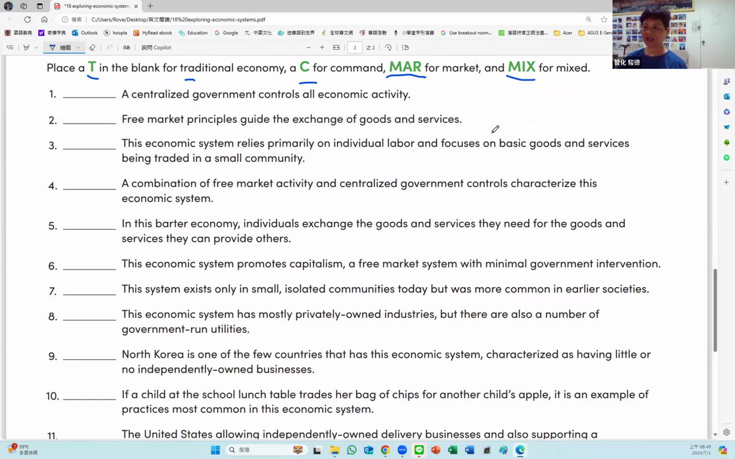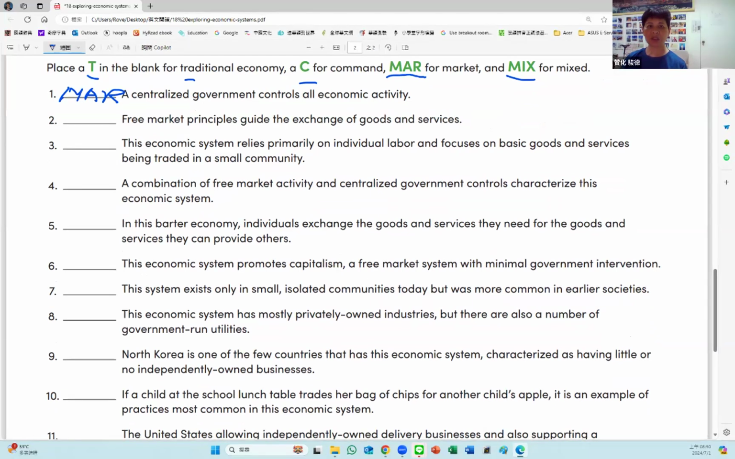A centralized government controls all economic activities. What kind of system is this one? Command. Okay, so Command, sorry. No problem.